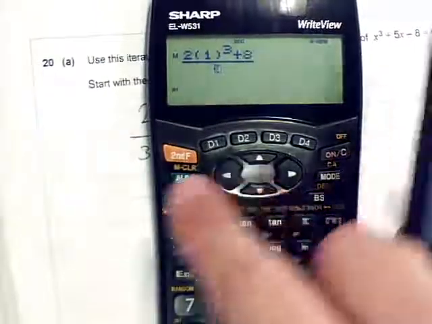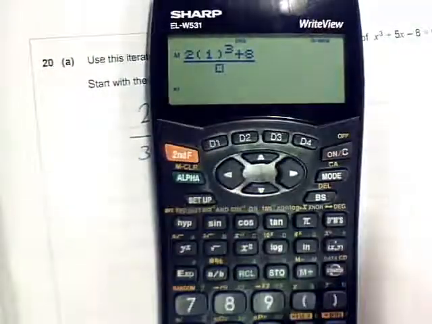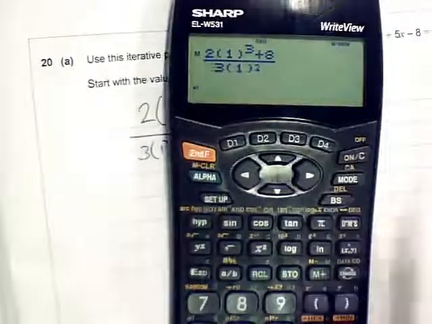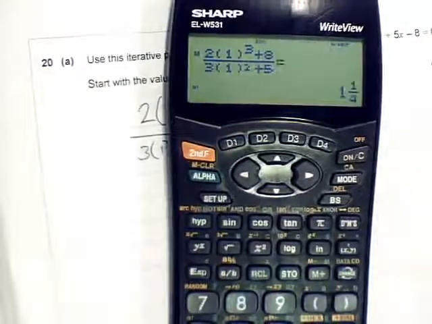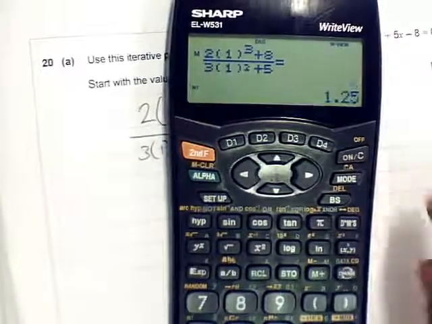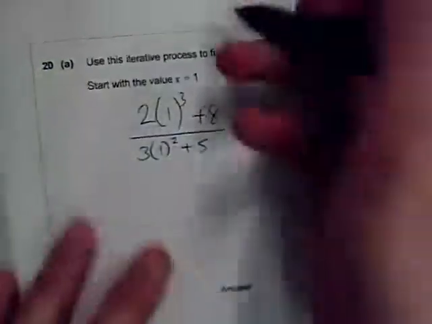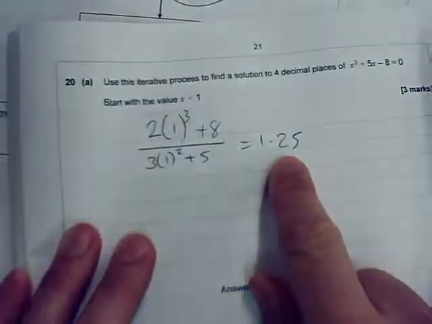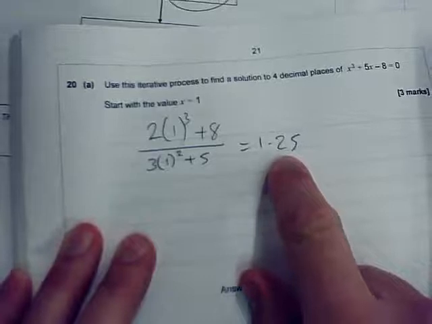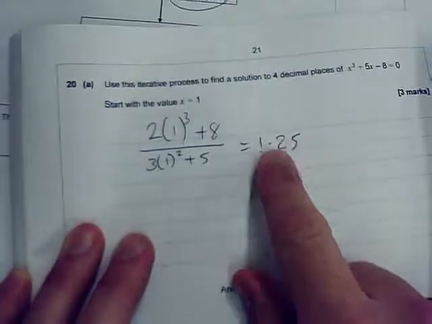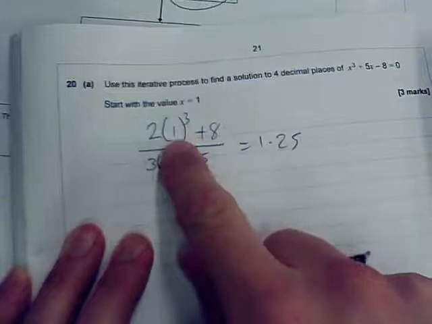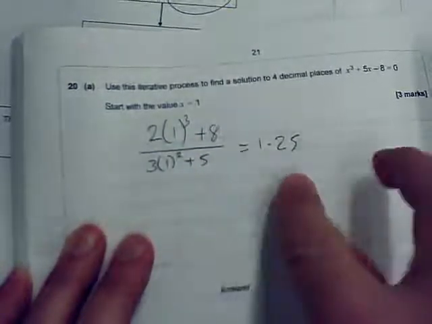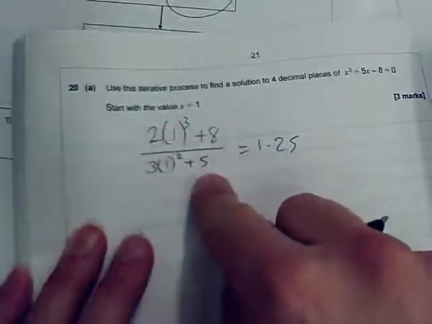And that was plus 8. And then on the denominator, I've got 3 brackets, 1 squared plus 5. So pressing equals to that gives me 1.25. So I need to write that down. Now that's not to 4 decimal places, so I need to do this again. Now what I'm going to do is put that answer back into this, and then evaluate that, and whatever that answer is, it'll probably be a long decimal. I want to put that long decimal back into this as well.